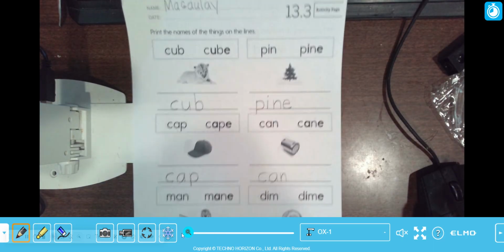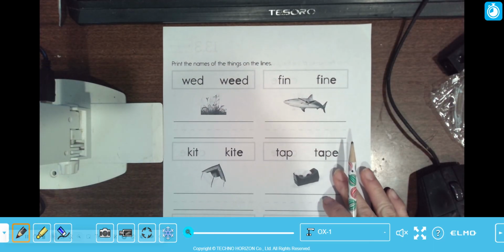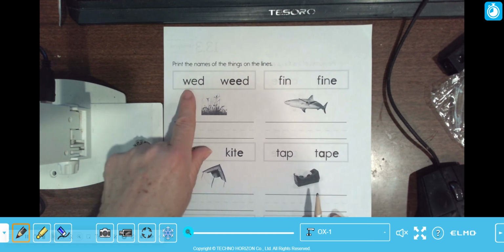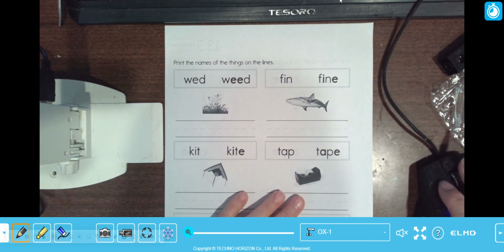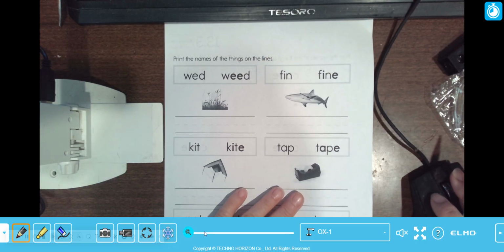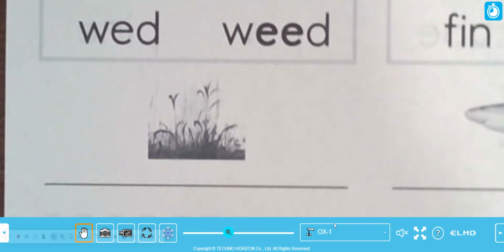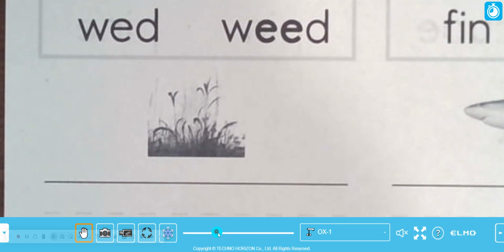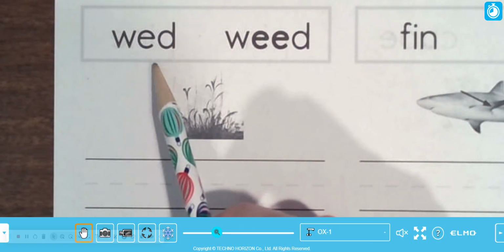Okay, so now we're going to turn it over to the back side. And we're doing the same thing here. We're picking out the word that matches the picture. So I'm going to make this bigger so you can see it better. Let me make it even bigger. Oh, no, it's too big. Okay. So look at this picture. Do you know what this word is?